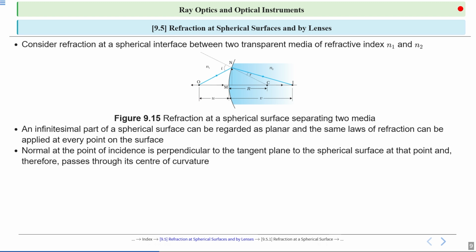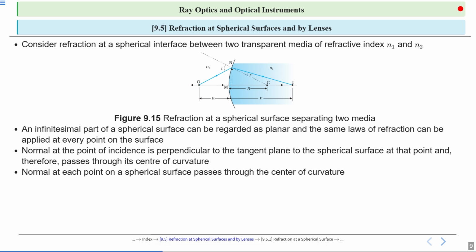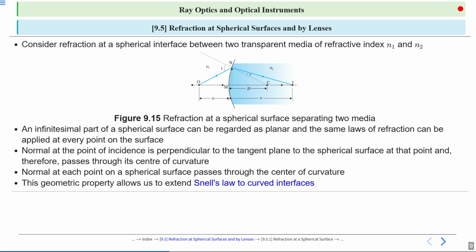So the normal at the point of incidence is perpendicular to the tangent plane to the spherical surface at that point, and therefore passes through the center of curvature. The normal at each point on the spherical surface passes through the center of curvature. So if we draw the normal at any point, it will pass through the center of curvature. This geometric property allows us to extend Snell's law to a curved interface.